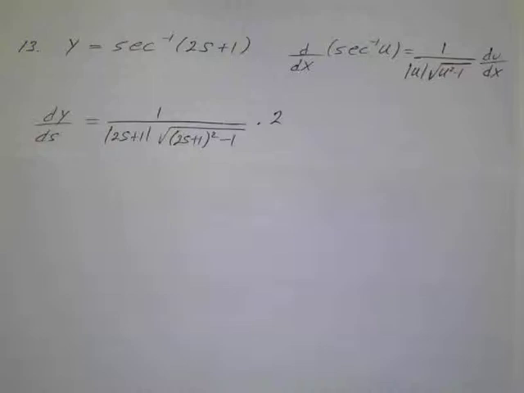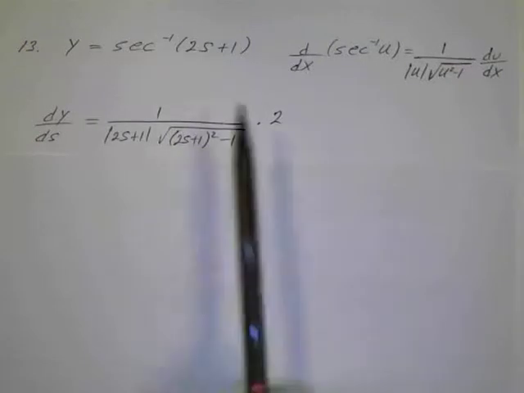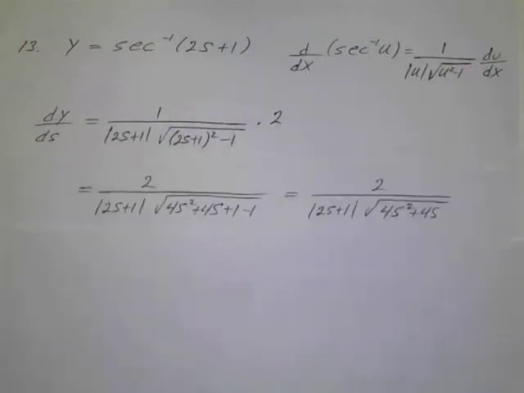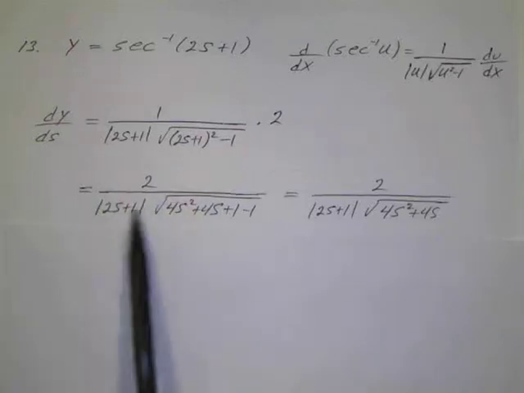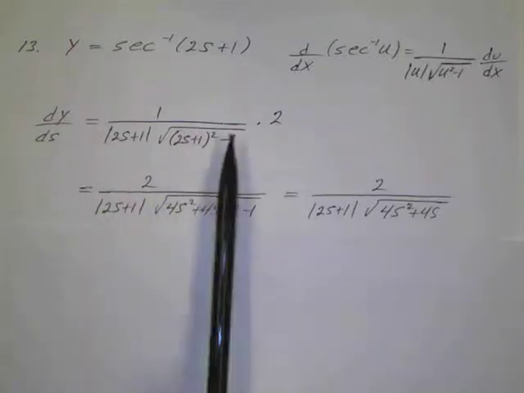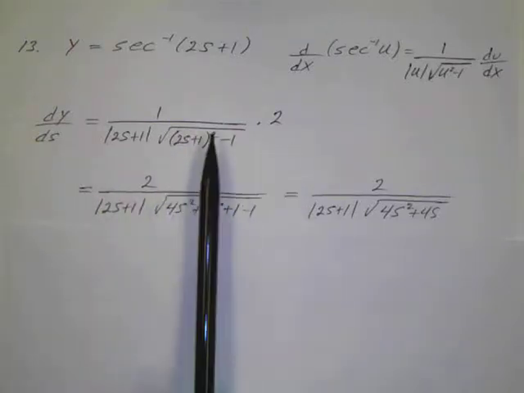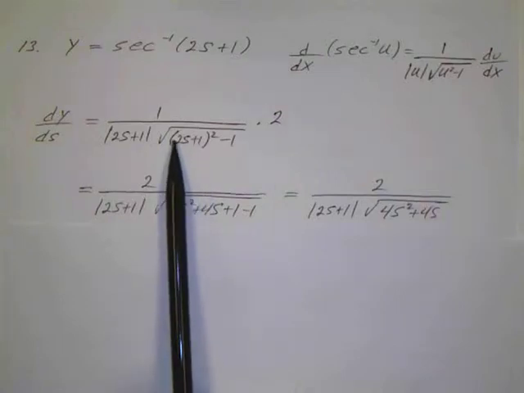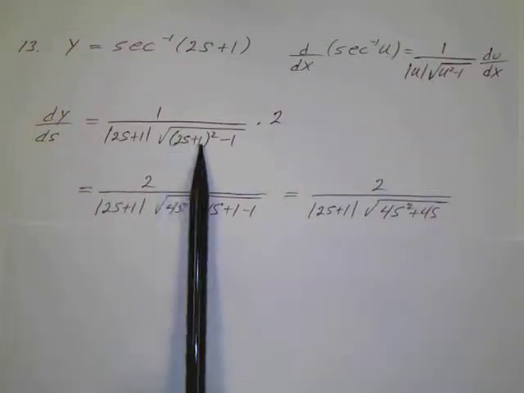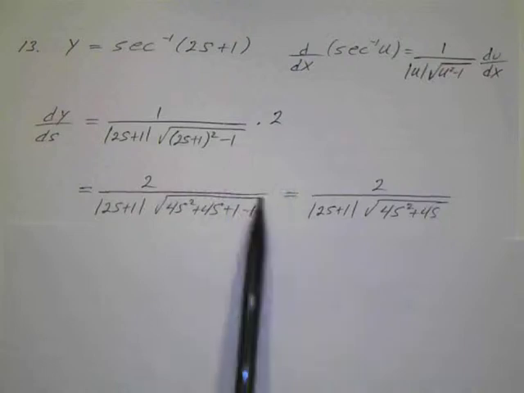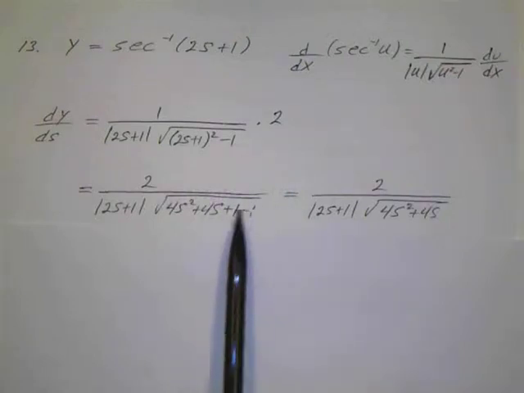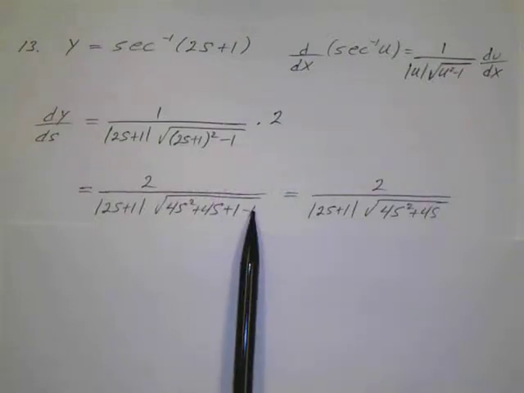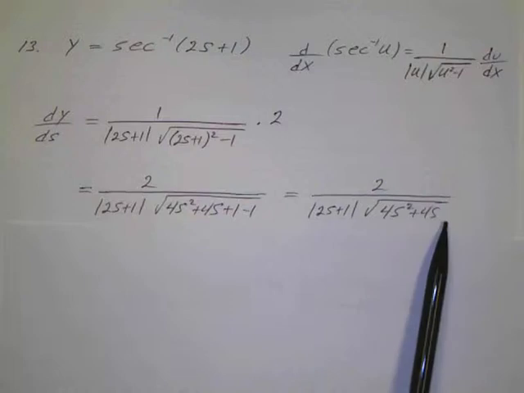So there's your calculus. Now we have to simplify it because the answer doesn't really look like that. I can put the 2 over on top of the fraction. This absolute value stays the same, but I can actually square this out. So this is a binomial squared, so that's going to be 4s squared plus twice the product, which would be plus 4s, plus 1 minus 1. And these numerical terms become 0. 1 minus 1 is 0. So we have this.